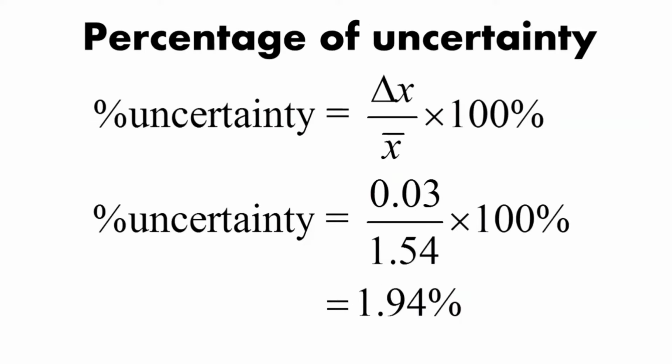The percentage of uncertainty can be calculated using this formula. 0.03 divided by the average value of the current and then times 100%. The percentage of uncertainty that we get is 1.94%.